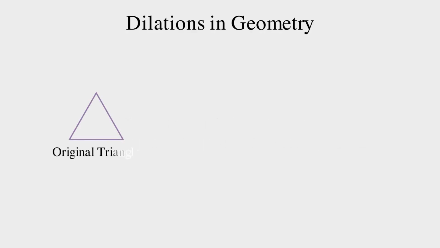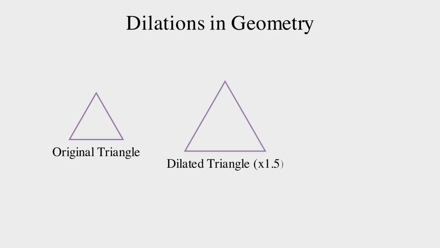Imagine you have a triangle. If we apply a dilation, the triangle might grow larger or shrink smaller, but the angles stay the same, and the shape remains similar to the original. Dilations use a center point and a scale factor to determine how much the shape grows or shrinks. A scale factor greater than 1 makes the shape bigger, while a scale factor less than 1 makes it smaller.